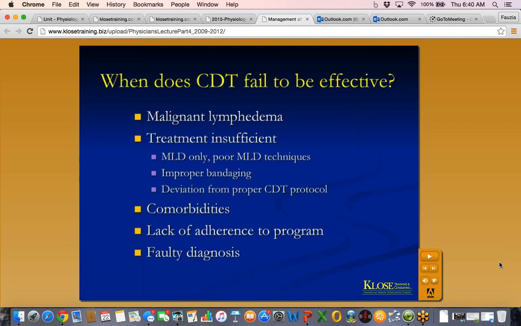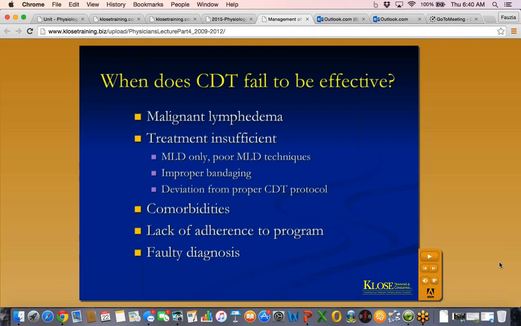So when does complete decongestive therapy fail to be effective? If a patient has malignant lymphedema, it's not going to be very effective. If the treatment is insufficient, so if the technique is poor or the bandaging technique is poor, or you're not following the proper protocol for CDT, then you might not be as effective. If the patient has comorbidities, obesity, or heart conditions, you might see that CDT is not going to work very well.